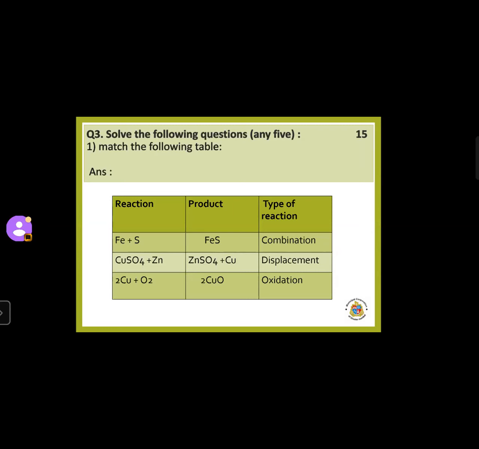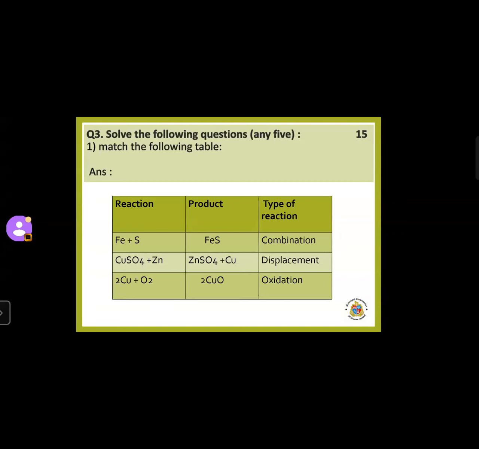Now third reaction, that is 2Cu plus O2. Now student, here O2, oxygen, is there. Now oxygen reacts with that copper element and it will get oxidized. So it is an oxidation reaction and it will form the product, that is 2CuO. So these are the reactions and this is your answer.